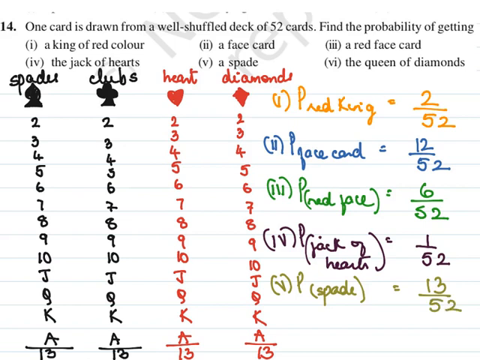And the last one is the probability of getting a queen of diamonds. Now where is the queen of diamonds? Here is only 1 queen of diamonds. So the probability of getting a queen of diamonds is just 1 out of 52.